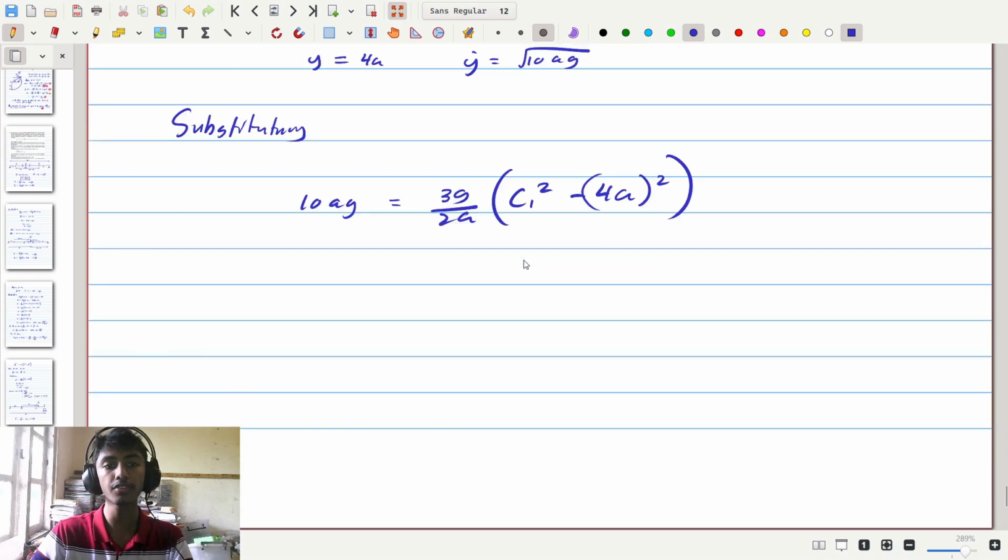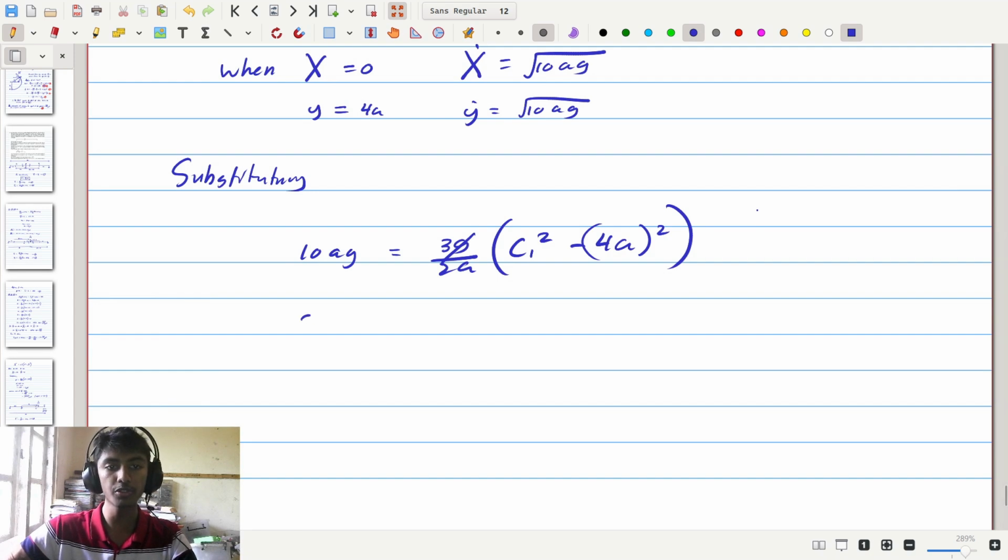Now simplifying this down, we can see if we take the 2a to the other side, we have 10a times 2a, which is going to be 20a squared, equals 3 times c1 squared, so 3 c1 squared, and then minus 4a squared is going to be 16a squared, so we have minus 3 times 4a squared, which is minus 3 times 16, which is 48, minus 48a squared.